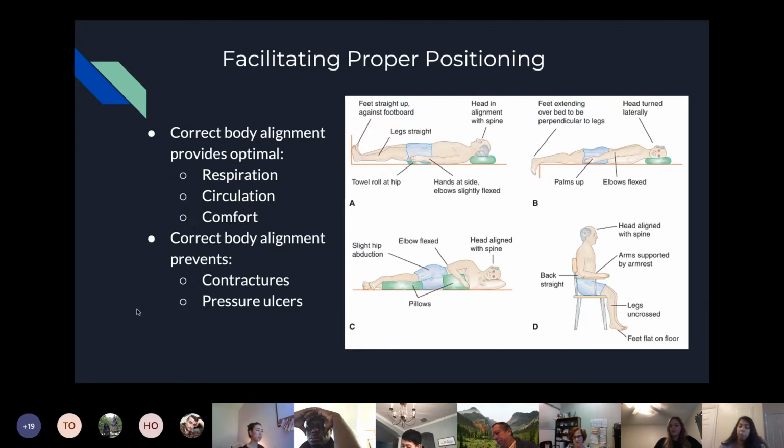So correct body alignment provides optimal respiration, circulation, and comfort, and it can prevent things like contractures and pressure ulcers. Always make sure to avoid friction and shearing, especially in the older population. They have very fragile skin sometimes, and always get help and use proper body mechanics.